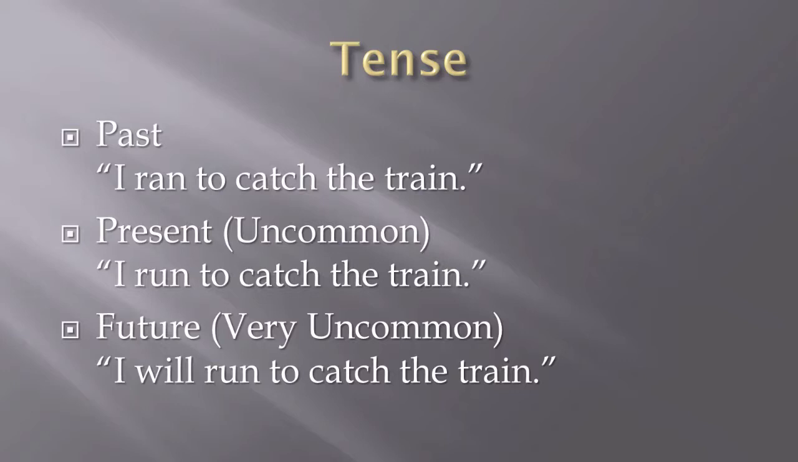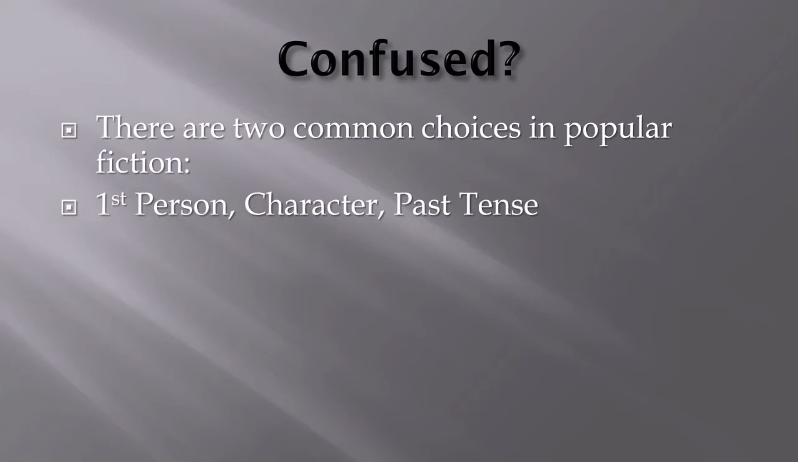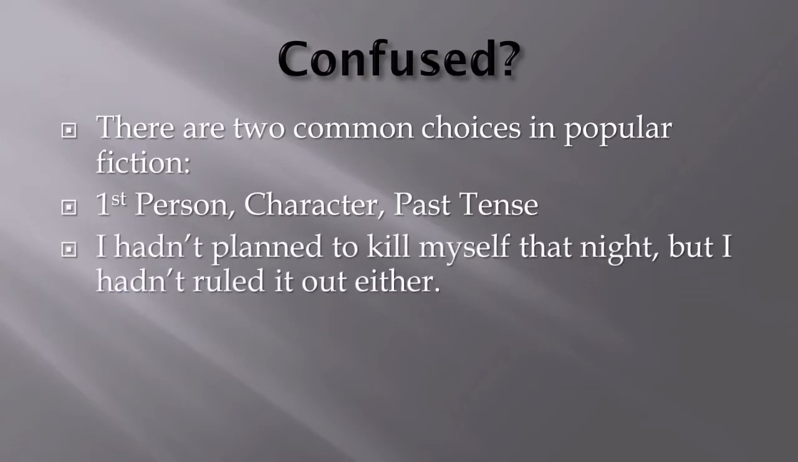That's the 3 components if you put them together. Now, if I've confused you, let's make things much simpler. There are 2 common choices in popular fiction. The first is first person character past tense. Here, the narrator is I, and you're telling the story from your perspective. You're a character that's either involved in the story or external to the story, and you're telling it in past tense, as the story has happened in the past. I had planned to kill myself that night, but I hadn't ruled it out either. I'm sorry, it's I hadn't planned to kill myself that night, but I hadn't ruled it out either.